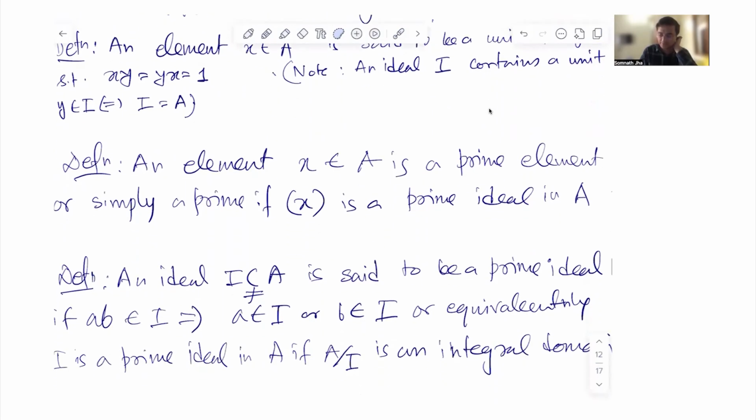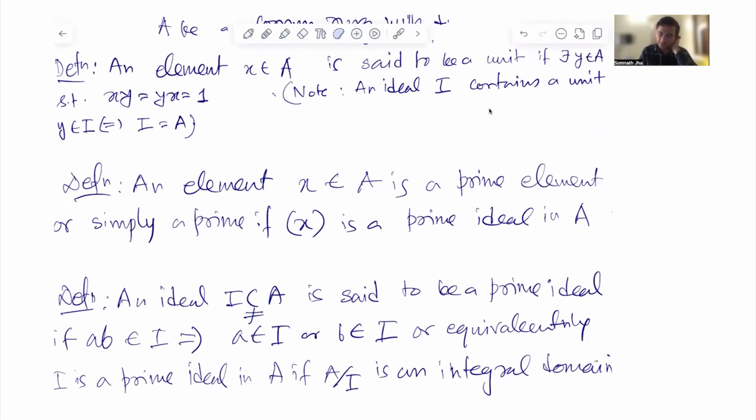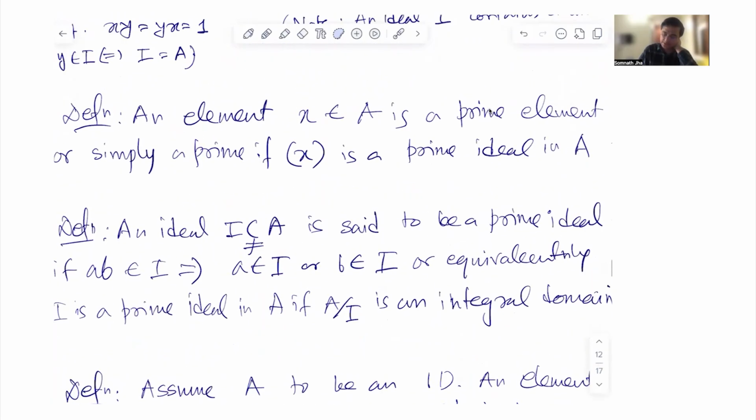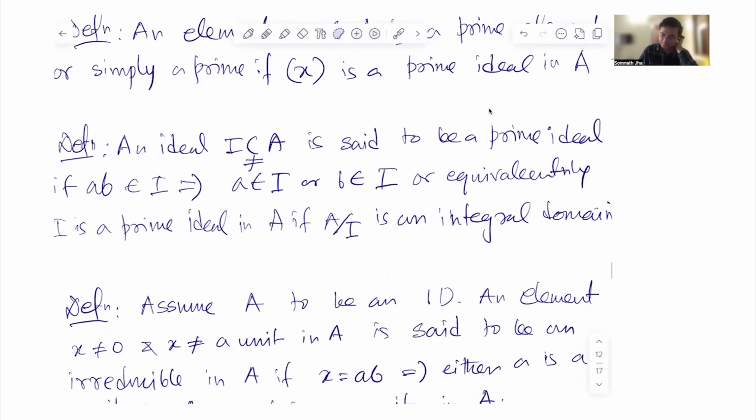And what is the definition of prime ideal? An ideal I is said to be a prime ideal if ab belongs to I implies a belongs to I or b belongs to I. So if the product ab of two elements belongs to I, then at least one of them belongs to I. Either a is in I or b is in I. Or equivalently, I is called a prime ideal if A mod I, the quotient, is an integral domain. So if the quotient is an integral domain, then we call I a prime ideal.